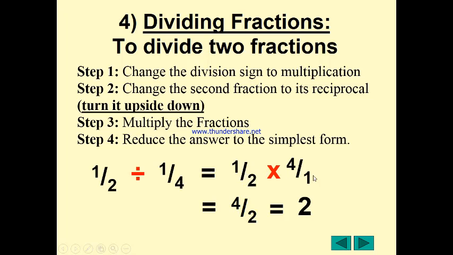Step 3, here I can multiply these two fractions. 1 times 4 equals 4 and 2 times 1 is equal to 2. The last step, similar to the multiplication of fractions, I have to reduce the answer if it is possible. Okay, 4 divided by 2 is equal to 2. Okay, take more examples in this video.